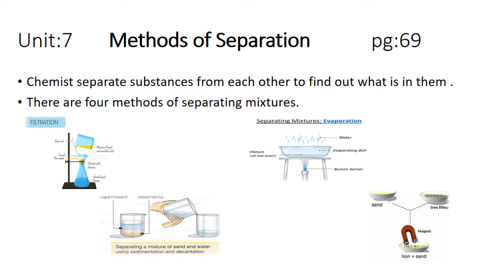We are going to start with unit number 7, methods of separation, page number 69. Chemists separate substances from each other to find out what is in them.